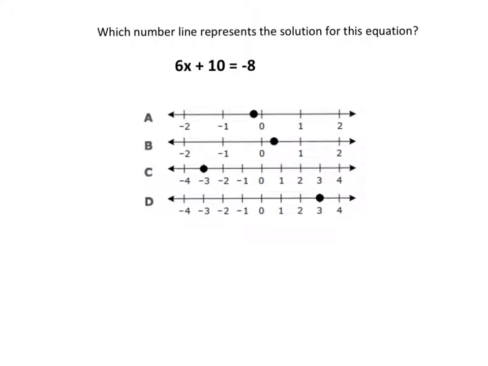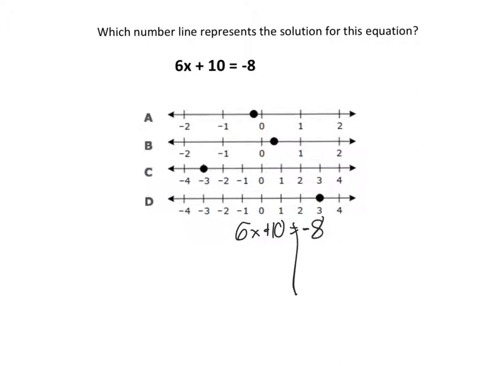So here we have another equation that says which number line represents the solution for this equation. So we need to solve the equation algebraically. So I'm going to rewrite it down at the bottom. That way we have room to solve it. 6x plus 10 equals negative 8. So our first step, draw the line down the equal sign.